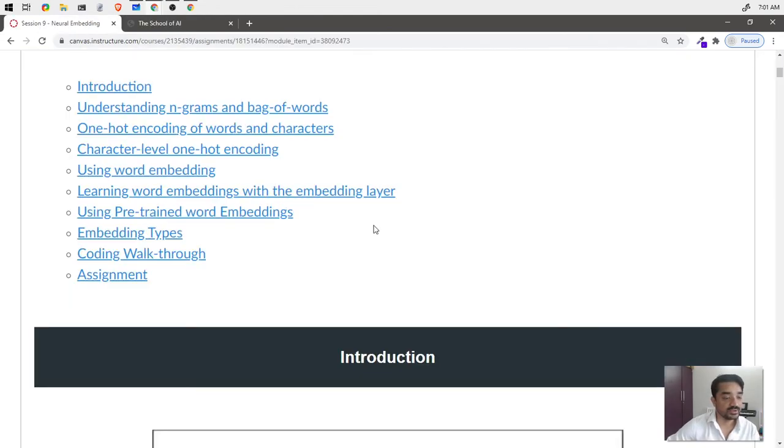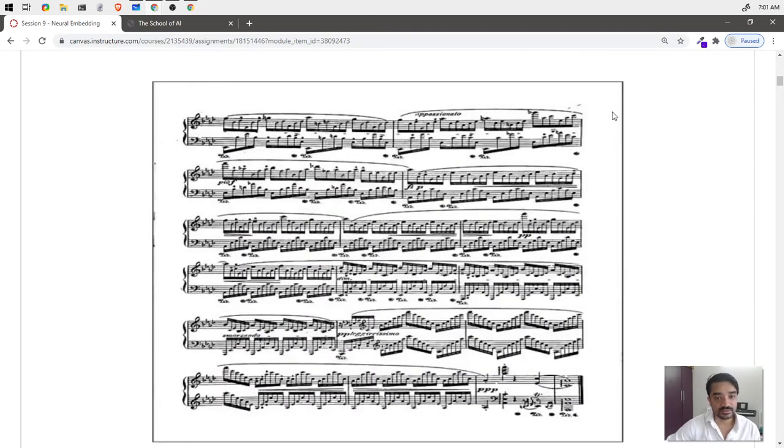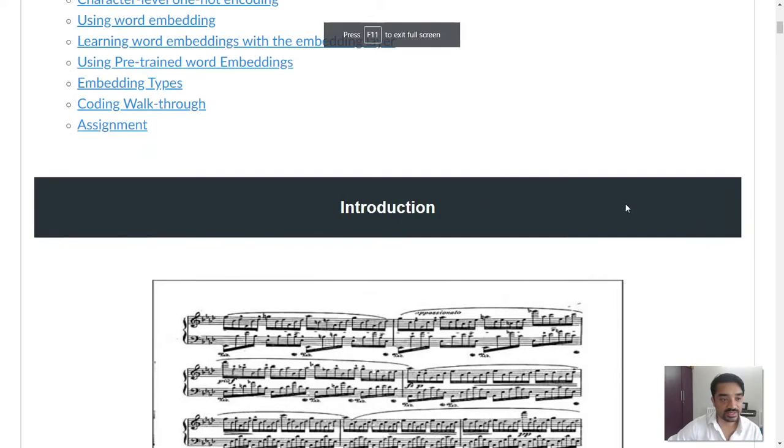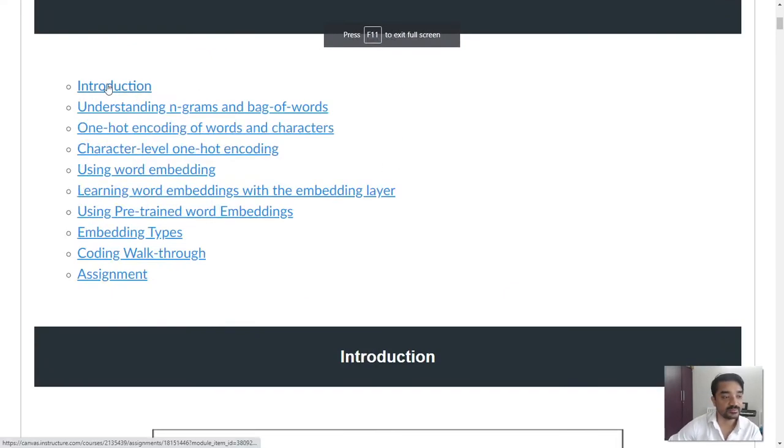So let's start. Today we're going to cover some basic introduction about what embeddings are, then understanding n-grams and bag of words. Then we have one hot encoding, character and word embedding. But I'm excited about the coding walkthrough. We're going to go through some different ways in which the embeddings are used. Some of the algorithms are pretty advanced, but we don't have to look at them from that angle. We have not covered GRU, but we are looking at the GRU concept.